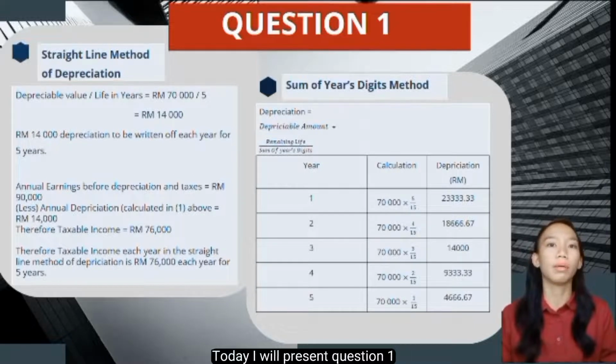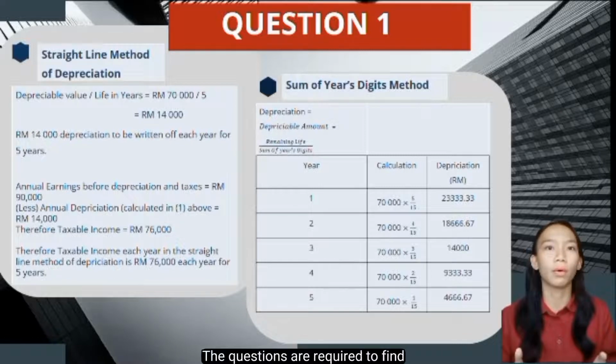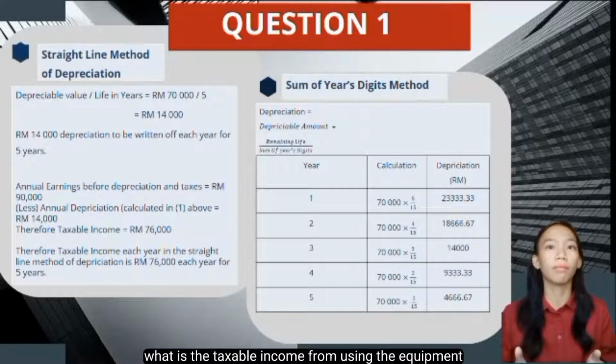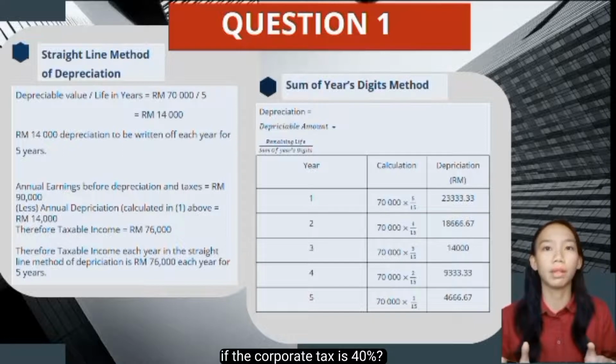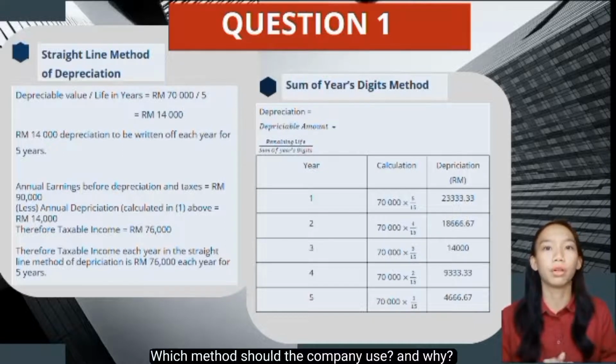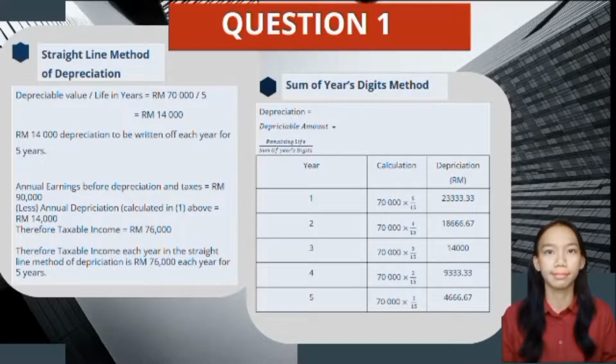2020888046. Today I will present question 1, which is about Megawatt company. The question requires us to find the taxable income from using the equipment in each of the 5 years, for each depreciation method. If the corporate tax is 40%, which method should the company use and why?